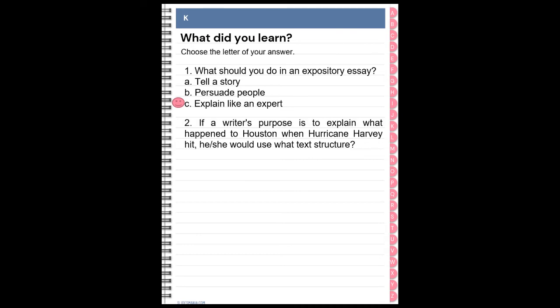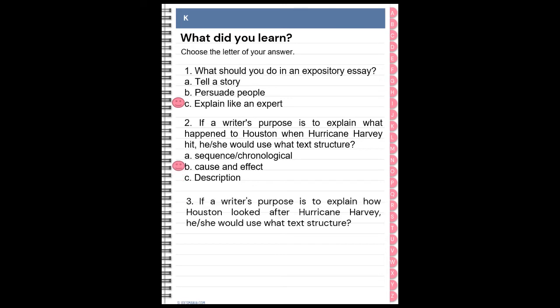Number 2. If the writer's purpose is to explain what happened to Houston when Hurricane Harvey hit, he or she would use what text structure? Sequence or chronological, cause and effect, description. The answer is cause and effect.